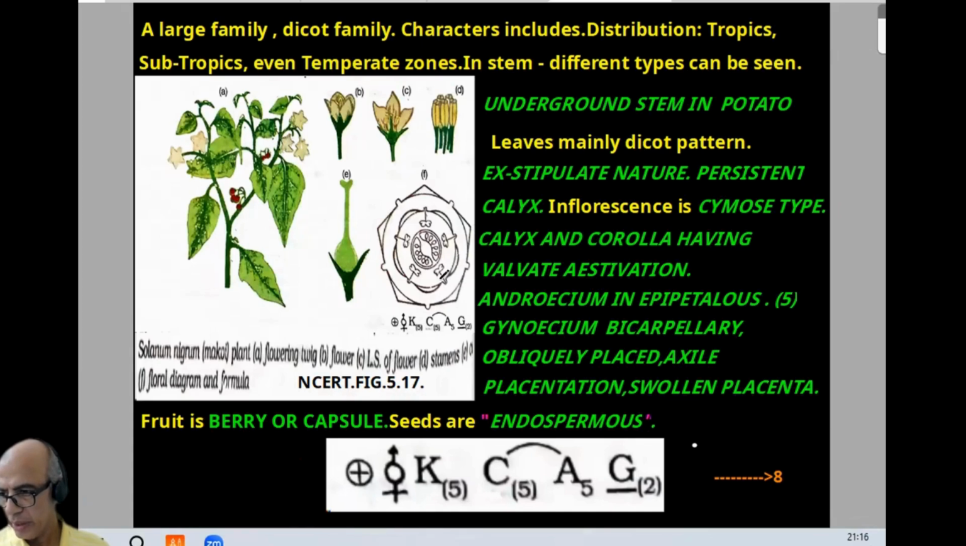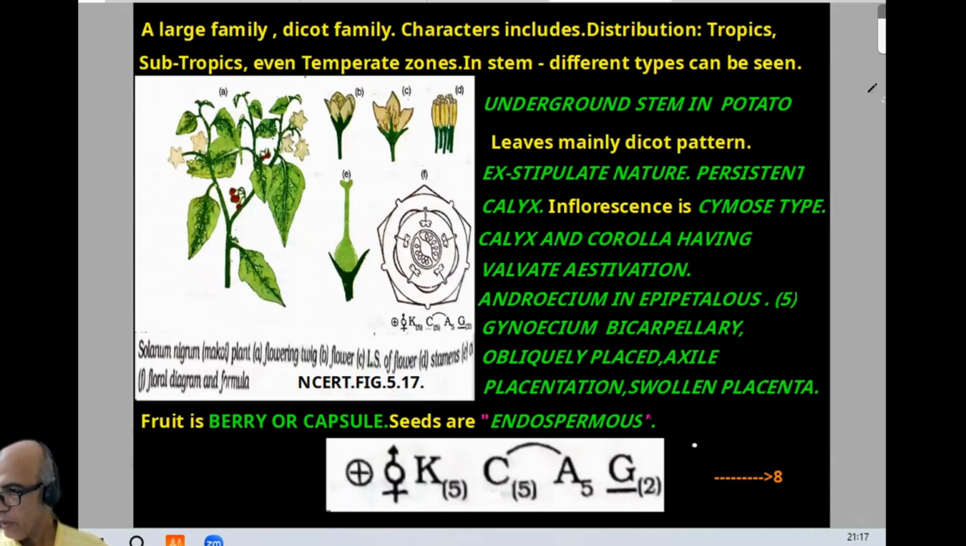C5 united, see that also united. C and A united. So that is why this bowl-like structure. And androecium will be 5. And ovary superior, that is why this line, and 2 united carpels. That is how it proceeds. So diagram and formula, learn separately. It is important for NEET exam or theory exam.